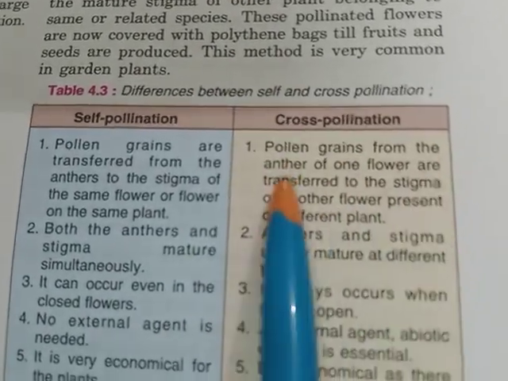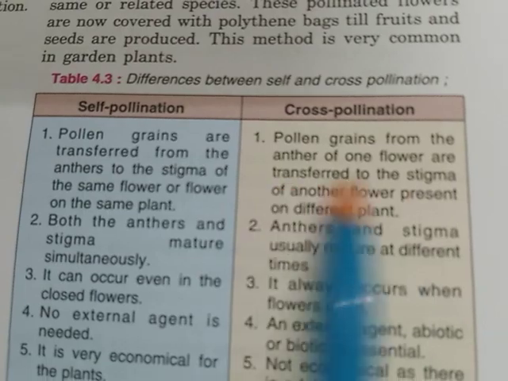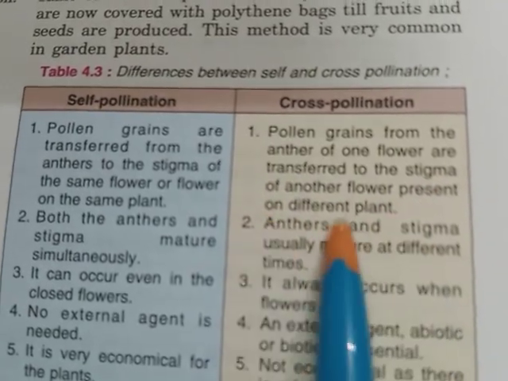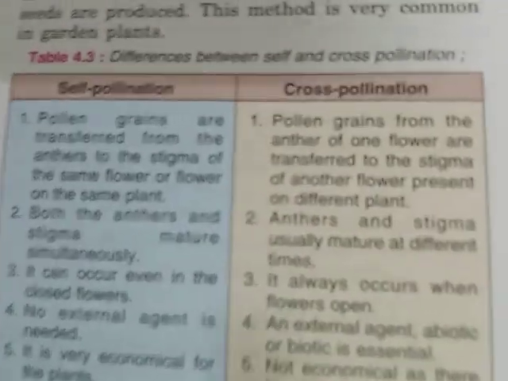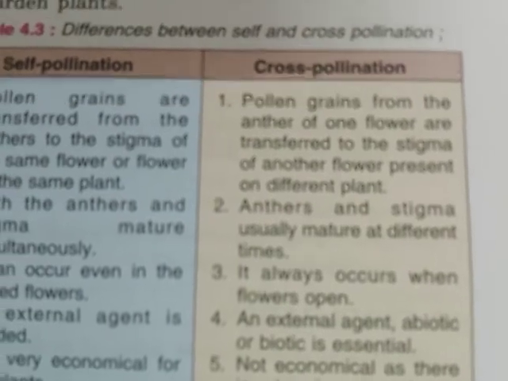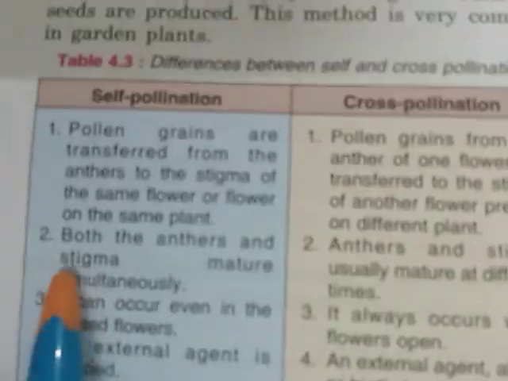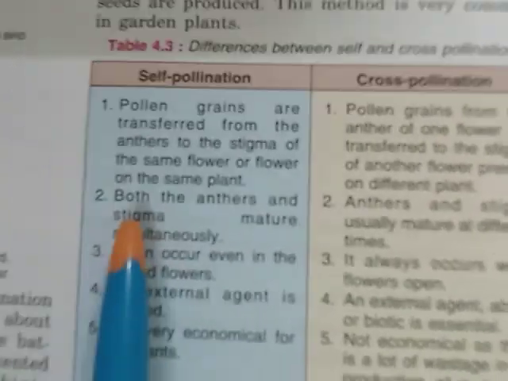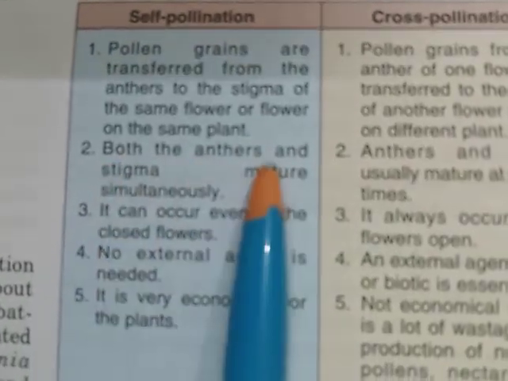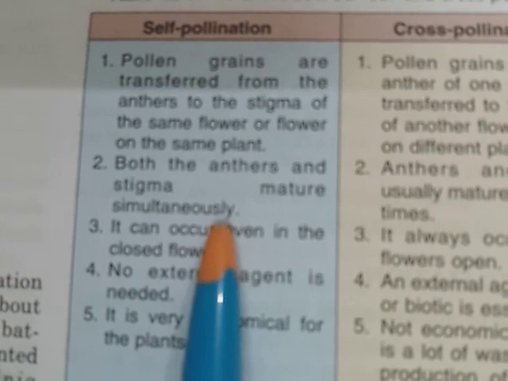In cross-pollination, pollen grains from the anther of one flower are transferred to the stigma of another flower present on a different plant. Now here the transfer of pollen grains takes place from one plant to another plant of the same variety or same species. In self-pollination, both the anthers and stigma mature simultaneously.